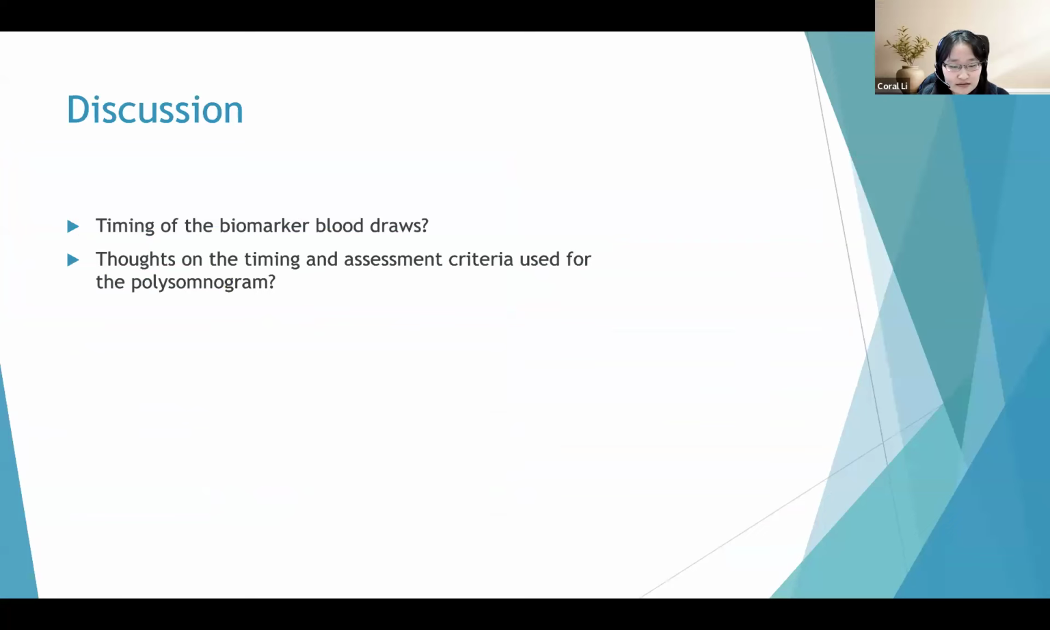So then going into the study a bit more, they did mention that the biomarkers were drawn at a specific time. Did anyone have any thoughts about how that may affect the data collection for HIF-1 alpha and CA?